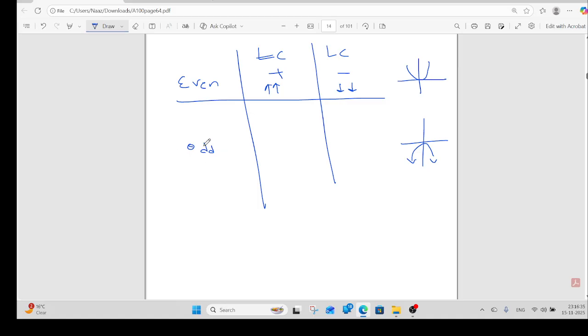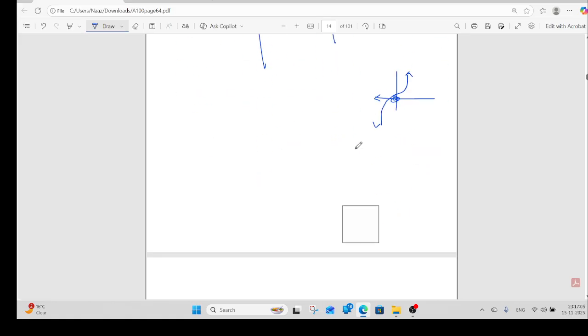When degree is odd and leading coefficient is positive, the graph looks something like this, passing through the origin actually. So it goes downward on the left side, and upward on the right side, right? And when degree is odd and leading coefficient is negative, it's the opposite, like this. That's how you can remember end behavior of polynomials, right?